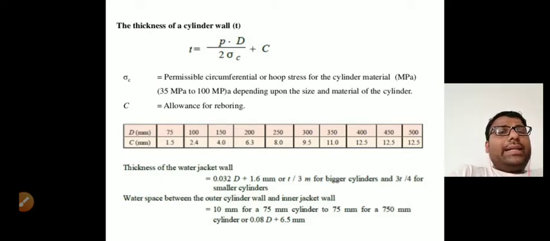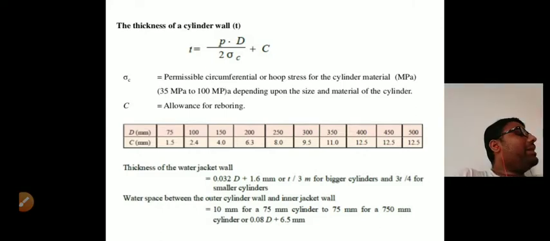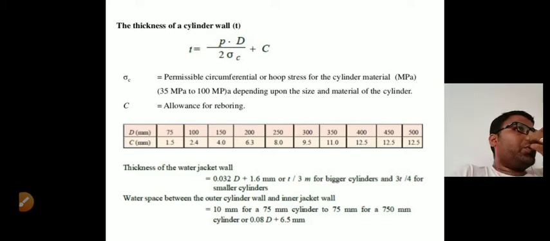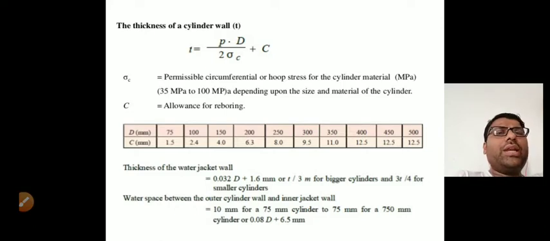Means the outer cylinder wall and inner cylinder wall have some space. For what? For the water, we have to cool this cylinder. Due to the high temperature, the space needed for the water circulation is 10 mm for a 75 mm cylinder and 75 mm for a 750 mm cylinder, or if the dimensions are changed, we can use 0.08 d plus 6.5 mm.